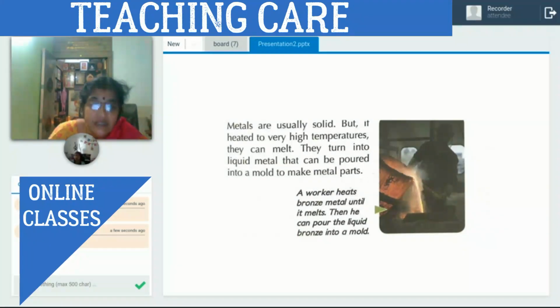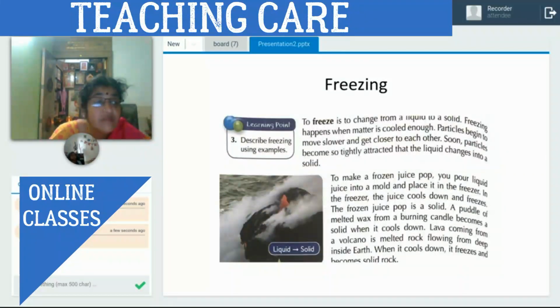So what they are telling is metals are usually solid, right? But if heated to a very high temperature, they can melt. They turn into liquid metal that can be poured into a mold to make metal parts. Right? Can you understand or not? Okay. Next, even magnets are solid.